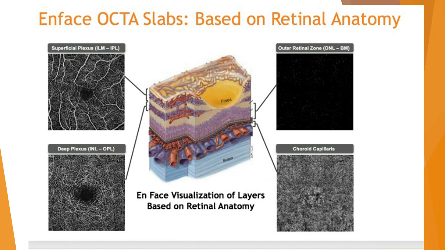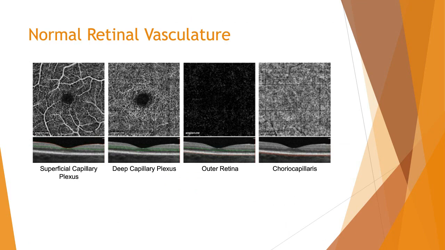The last slab, the slab that feeds the most posterior section of the choroid, is your choriocapillaris slab. This slab should be a white, homogeneous, spongy layer because the choroid is made up of all blood. So I always tell the students when you're learning angiography, you have to remember what the normal angiography pattern looks like, because if you don't, you're not going to recognize abnormal.